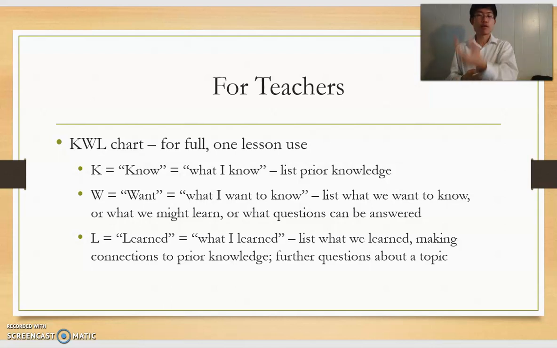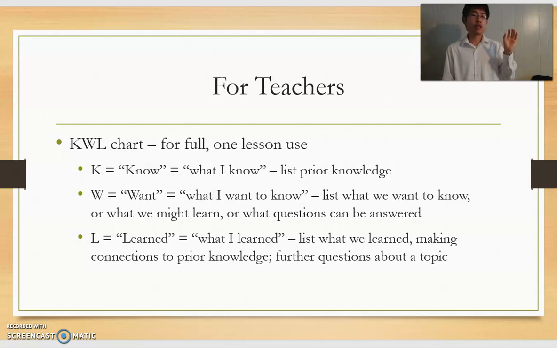On the W column, I'm going to list what I want to know. So list what the students want to know, so what we might learn, or things like that, or the questions that can be answered. And that's the before-lesson part. So do the K and W columns, and then do the lesson. And after that, go back to the KWL chart and do the L column, which is what I learned.